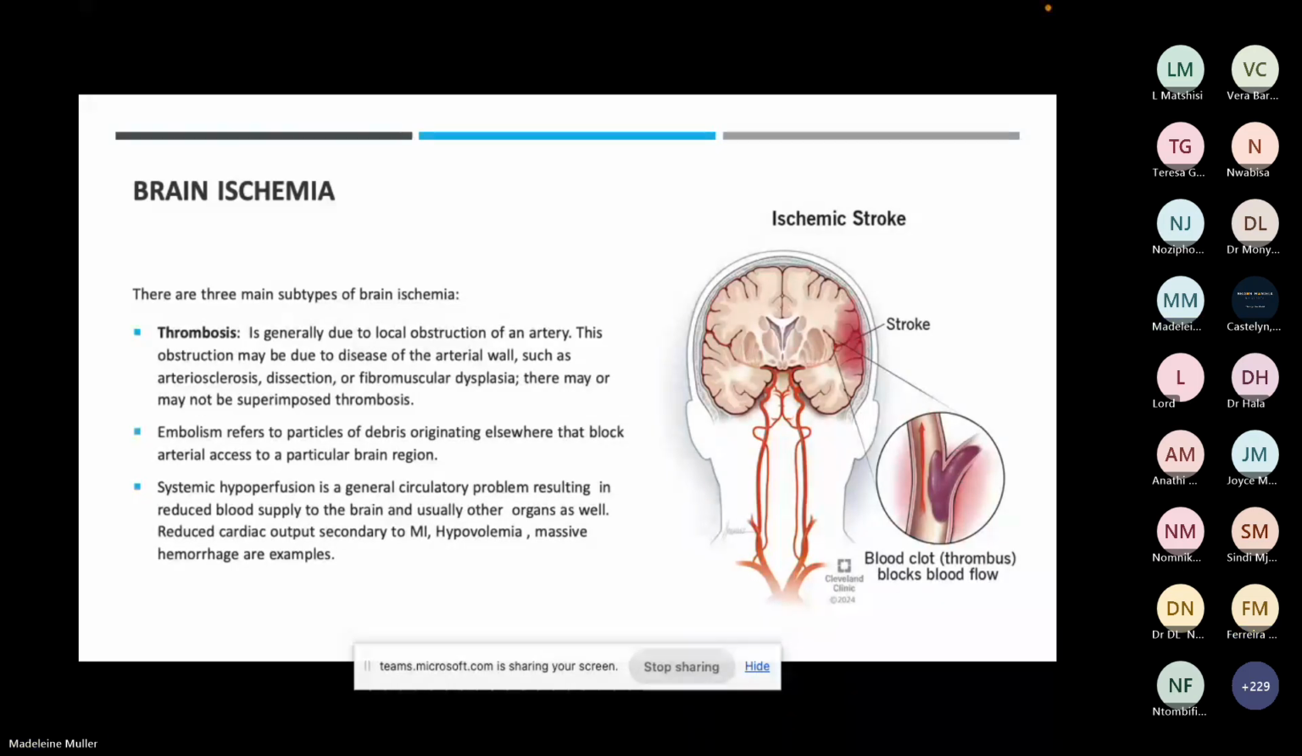Thank you. In the case of thrombosis, there may or may not be an actual superimposed thrombosis. And then embolism refers to particles of debris originating elsewhere that block arterial access to a particular brain region. Systemic hypoperfusion is a general circulatory problem resulting in reduced blood supply to the brain and usually other organs as well. Some examples that can lead to systemic hypoperfusion and will also lead to brain ischemia are in the case of an MI when there's reduced cardiac output, or hypovolemia, maybe in a patient who's had a terrible AGE, or in the case of massive hemorrhage.